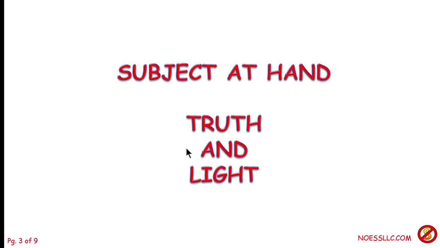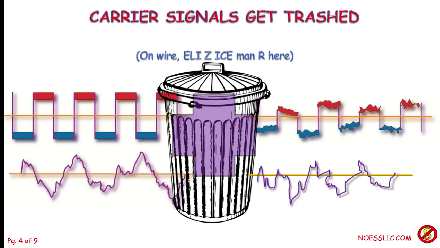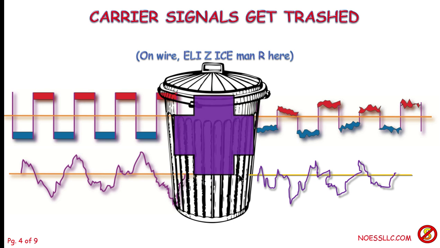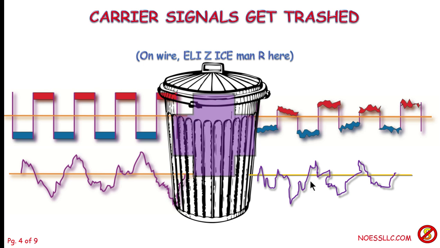Subject at hand, I'm going to tell the truth and shed a little light on the difference between speed and rate. Carrier signals, either digital or analog, get trashed up over distance. So coming out the end of the transmission facility, you have something that doesn't look a whole lot like what you started with over here. In particular, these analog signals, like if this were a voice frequency representing my voice right now that you're listening to, when it comes out over here out of the transmission facility, it could sound absolutely nothing like my voice, with all kinds of static and garbage. So keep that in mind.